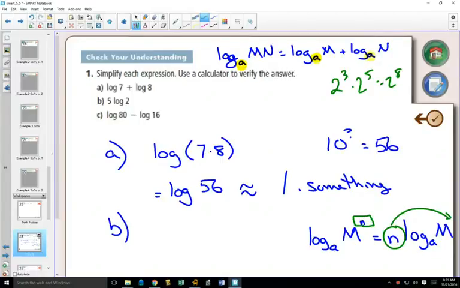So in this case, where we have 5 log 2, we can write that as log of 2 to the 5. And if you multiply that out, you get log of 32, which is the same kind of answer as the one before because it's also 1 point something. Well, not exactly the same.